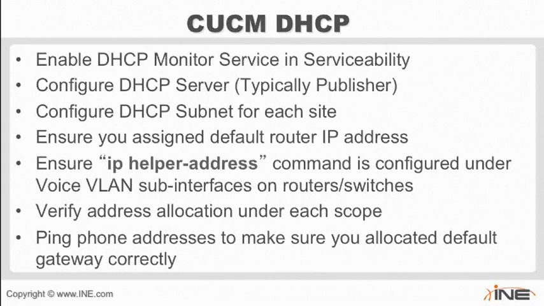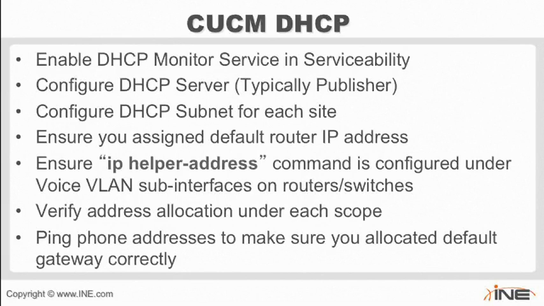Turn that broadcast for bootp, bootps, a number of other things, DNS. There's a number of other IP forward protocols that can be done. But turn that broadcast DHCP into a unicast and send it on to the server, the actual unicast IP address of the CUCM server, let's say the publisher. So I need the IP helper address on any layer 3 interface where my phones are living and sending out their broadcasts. Then verify the address allocation under each scope.